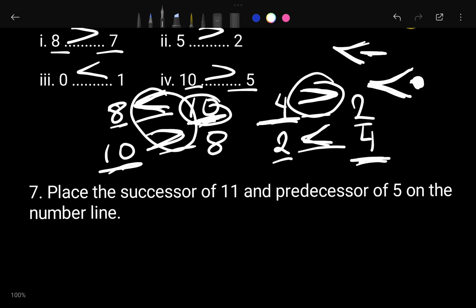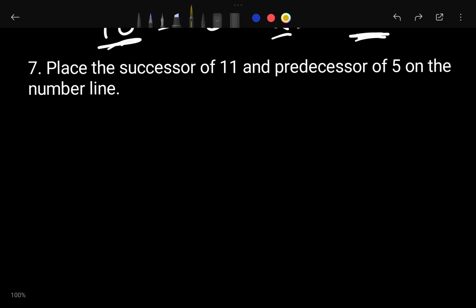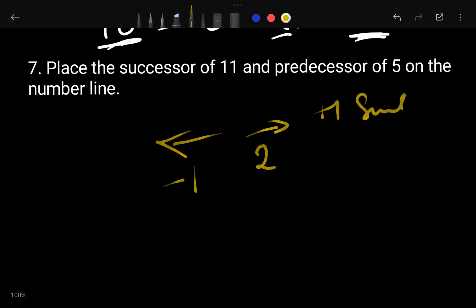Okay, now our next question is the 7th question. This is our last question. Place the successor of 11 and predecessor of 5 on the number line. I already told you about the successor. What is the successor of 2? If it asks for the successor, it means plus 1. Successor means plus 1. Predecessor means going minus 1. Like that, if I ask you the successor of 5, you have to always remember plus 1.